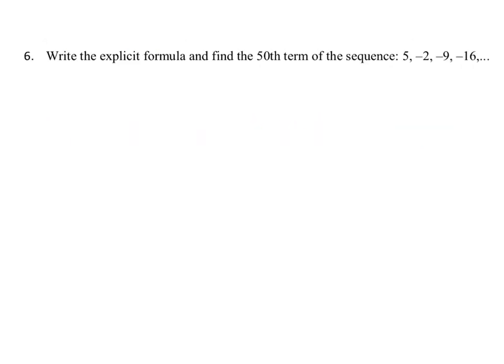Write the explicit formula for the sequence and find the 50th term of this sequence. Now, first off, you have to figure out what kind of sequence it is. So looking at the numbers, you know it's going down, but by what? What I did was I subtracted 2 minus 5. I got -7, but you always have to check. So -9 minus -2, that's still -7. You should always check with the second one to see if it's consistent. So this is an arithmetic sequence with the d value equaling -7.